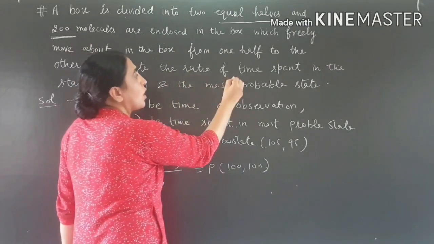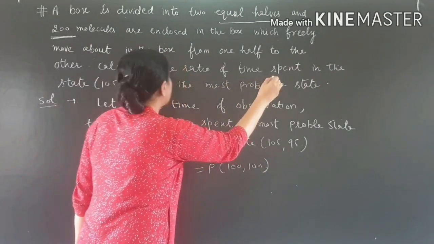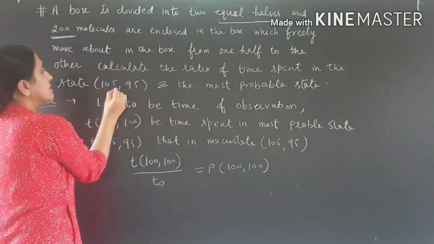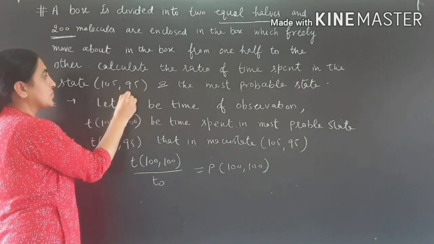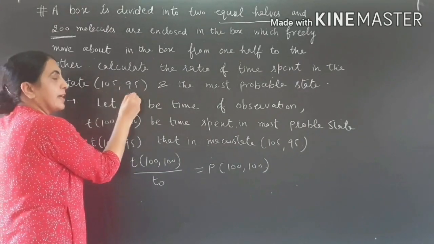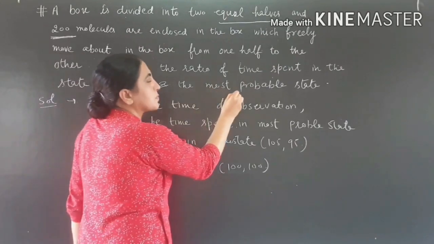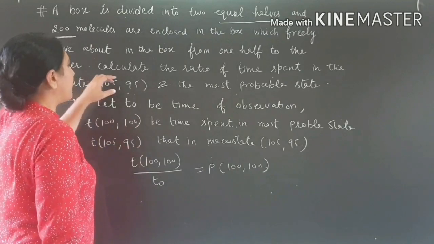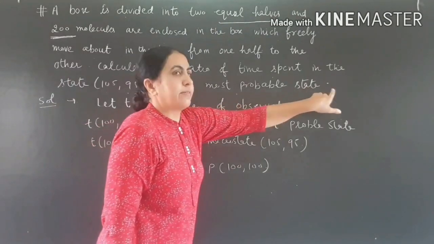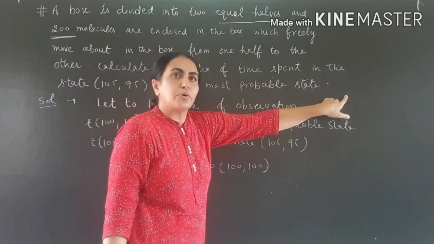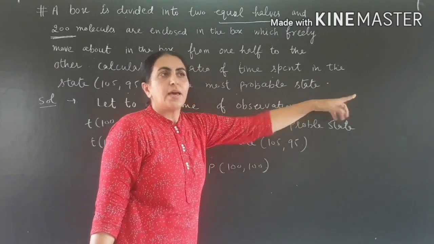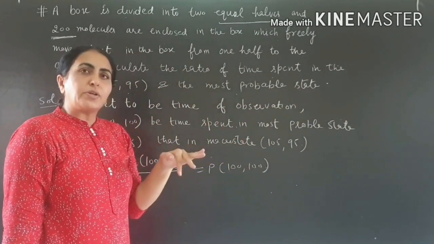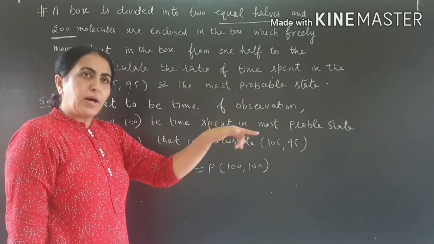The ratio of time spent in the state 105, 95 macro state, and the most probable state. And what is the most probable state? The most probable state will be 100, 100, that is n by 2, n by 2, and n is 200, so n by 2 is 100 into 100.